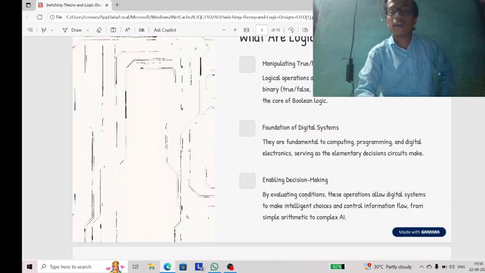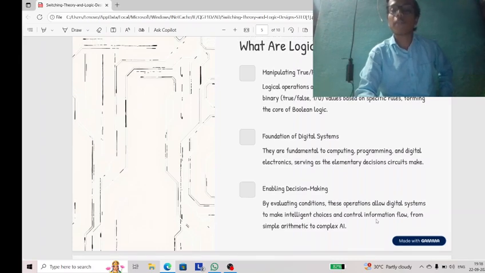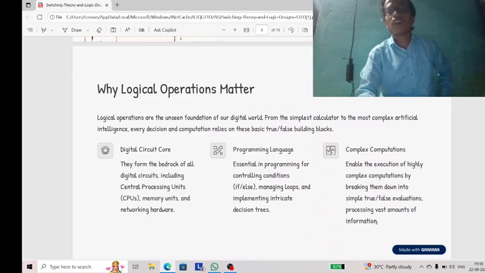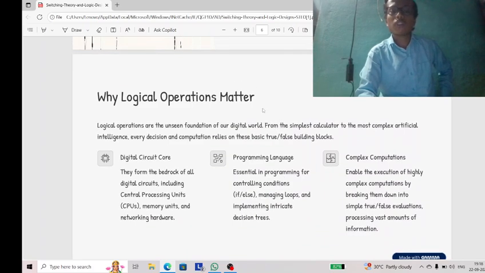And the third one is enable decision making. By evaluating conditions, these operations allow digital systems to make intelligent choices and control information flow, from a simple arithmetic to complex artificial intelligence. Why logical operations matter: logical operations are the unseen foundation of our digital world, from the simple calculator to the most complex artificial intelligence. Every decision in computing relies on these basic true/false building blocks.